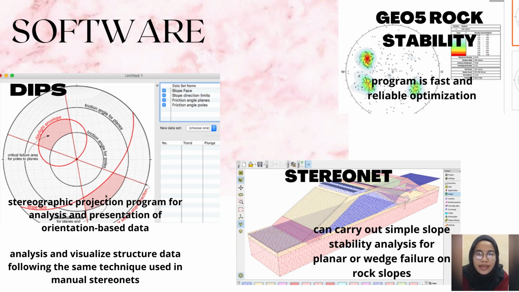DIPS also analyzes and visualizes structured data following the same technique used in manual stereonets. The second software is StereoNets, which can carry out simple slope stability analysis for planar or wedge failure on the rock slope. And the third software is Geo5 Rock Stability. The program is fast and offers reliable optimization.